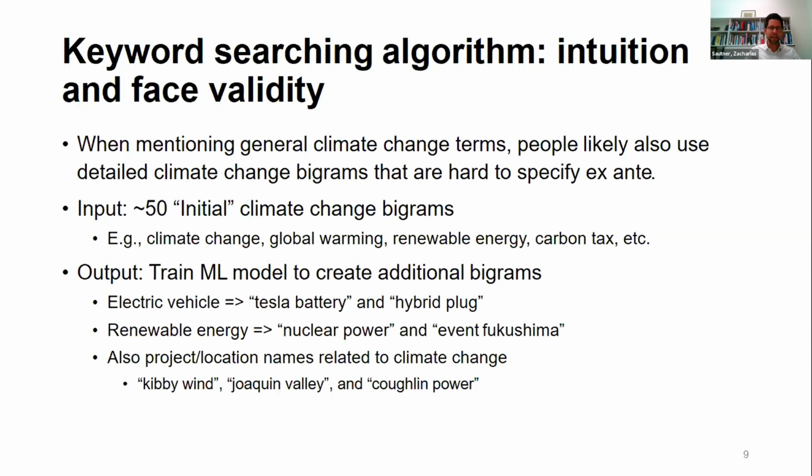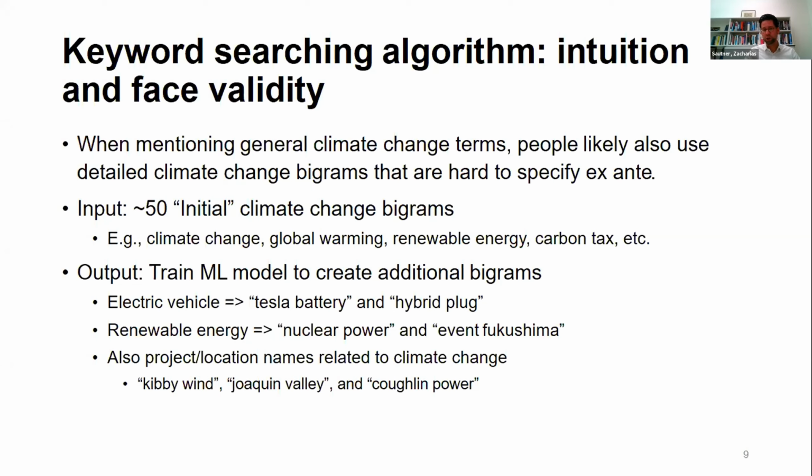Now, let me just give an example. We feed as an input the term electric vehicle. Now, when going through these documents, and in particular documents where we know for sure that electric vehicle as a bigram popped up, we find that other related bigrams in proximity were, for example, Tesla battery or hybrid plug. So clearly words related to electric vehicle, but words that would be very hard to ex-ante specify in an initial list of bigrams.